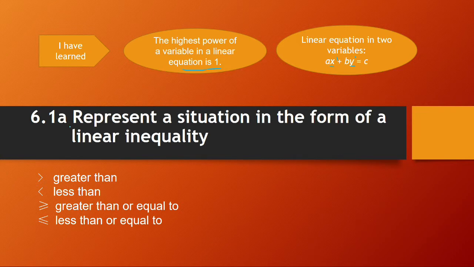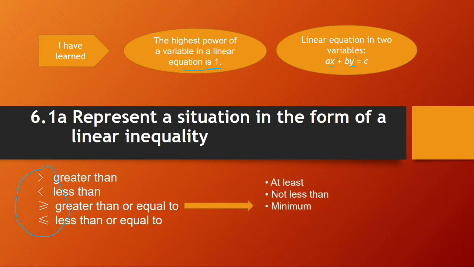So for 6.1a, we are going to learn how to represent a situation in the form of a linear inequality using these four different inequality signs. Okay, the first one and second is easy, that is greater than, and the second one is less than. And then for the third one, greater than or equal to, there are a few keywords that you have to look into next time when you see this word.